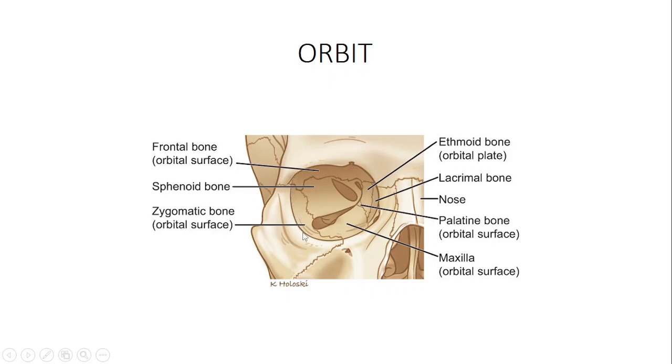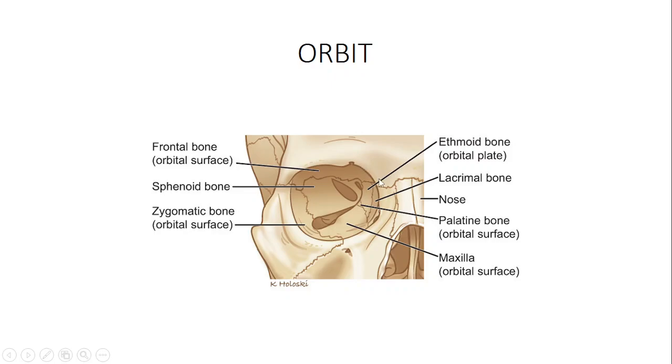Then we have the lateral margin. The lateral margin has 2 major parts, superior portion and inferior portion. So the superior portion of the lateral margin is made up of the frontal bone, while the inferior portion is made up of the zygoma. So we are now coming to talk about the inferior margin of the orbit. The lateral portion of the inferior margin is made up of the zygoma, whilst the medial portion is made up of the maxilla.